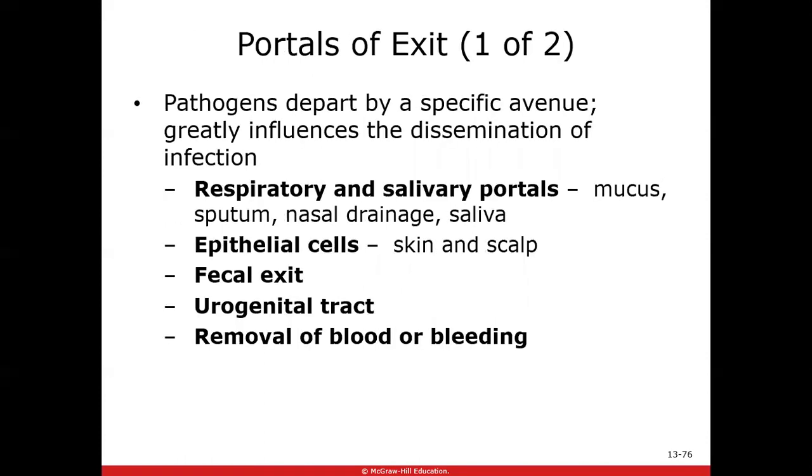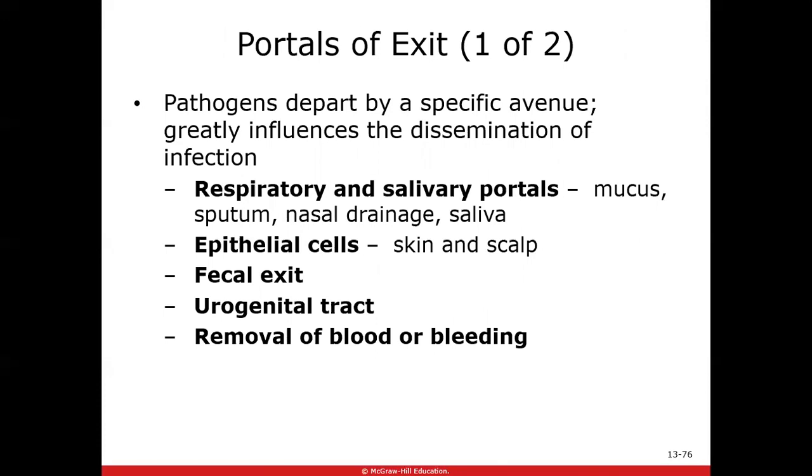Now let's look at some of the portals of exit. We looked at the portals of entry, and we talked about infection. Now let's look at portals of exit, because pathogens depart by a specific avenue, so that influences the dissemination of infection. This will affect how much it will affect other people, how much it will spread. So it has to have a way out of one host so it can get to another host.